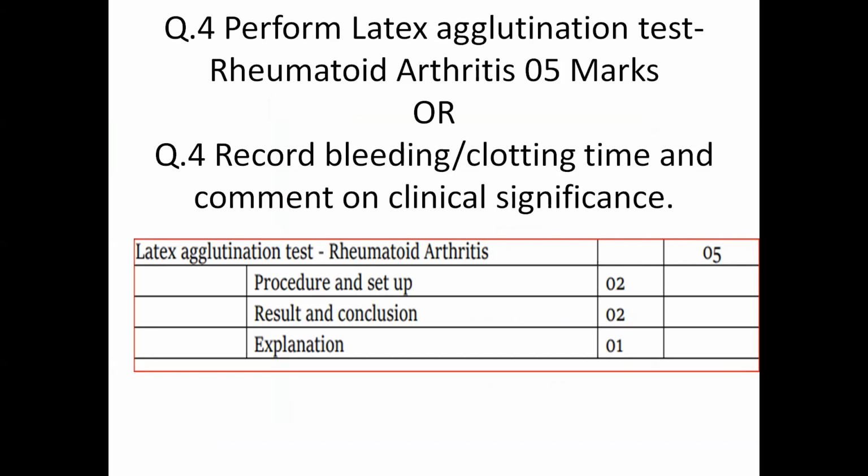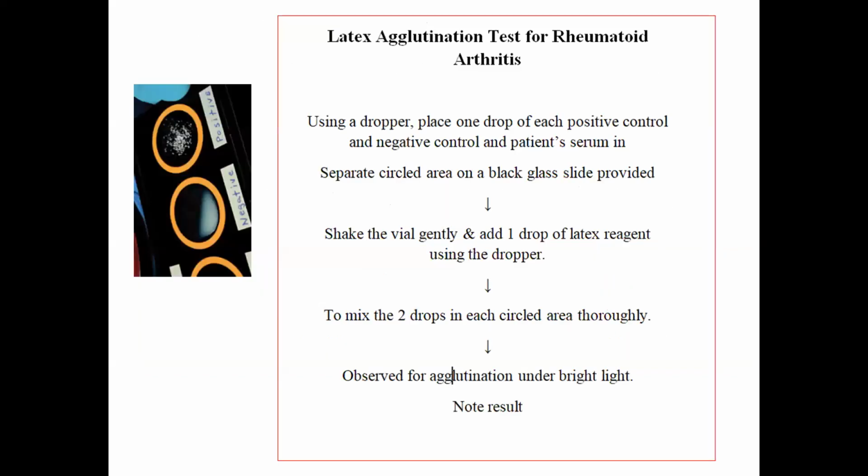Now question number 4. Perform the latex agglutination test, rheumatoid arthritis, 5 marks, or record bleeding or clotting time, and comment on the clinical significance. For both procedure and setup, 2 marks. Result and conclusion, 2 marks. Explanation, and here in the explanation you should be able to answer the clinical significance of it.